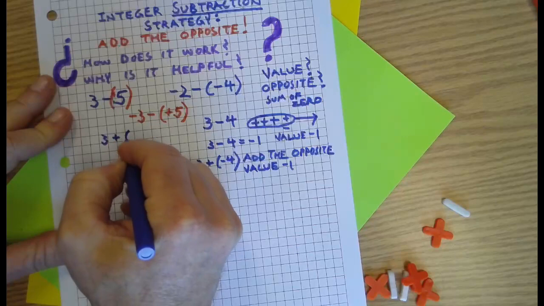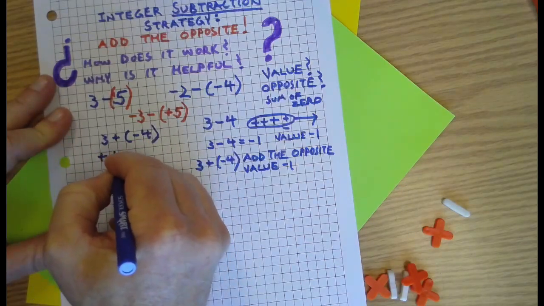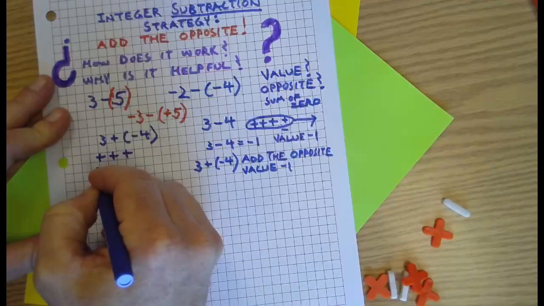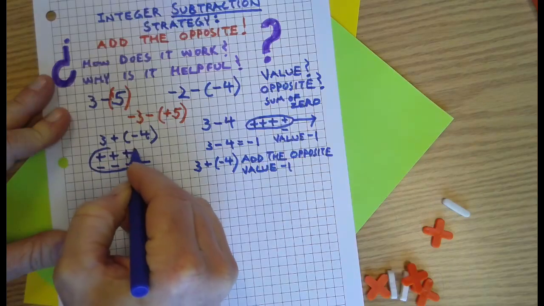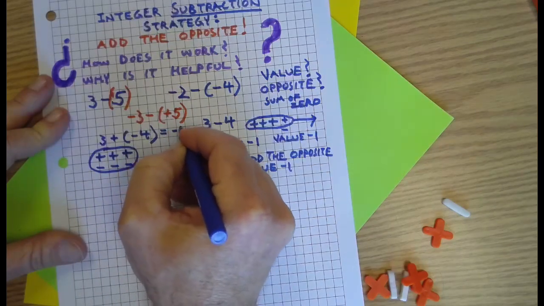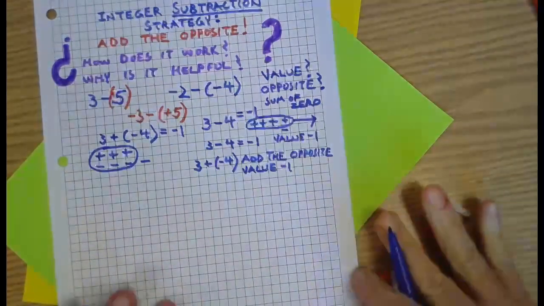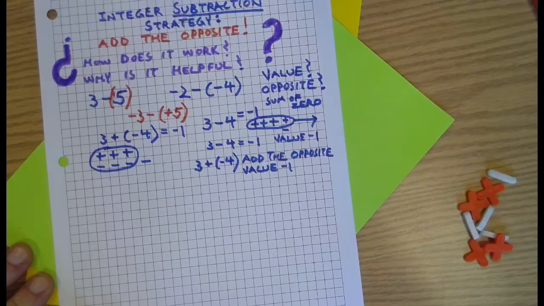Three plus negative 4. We're starting with the same thing, but I'm adding this time, creating pairs of zeros, leaving me with a value of negative 1, just like over here. Okay, that's the concept and the proof that it works.